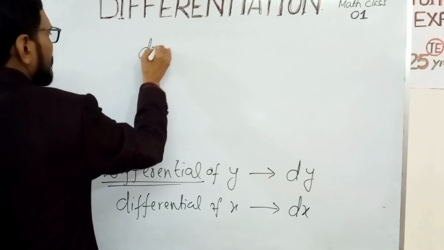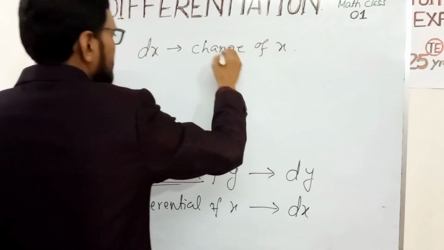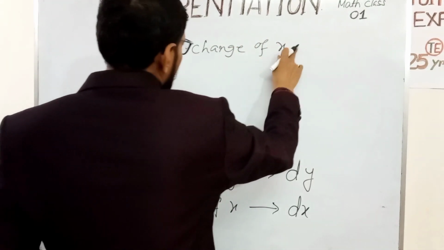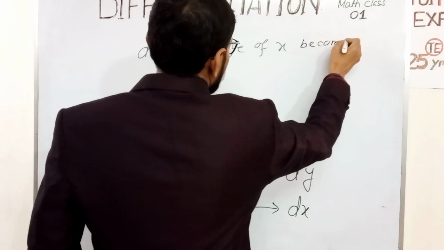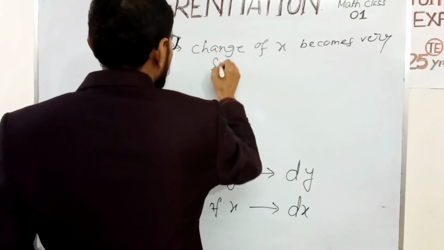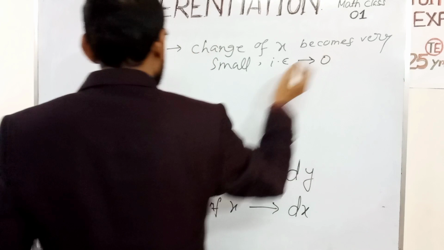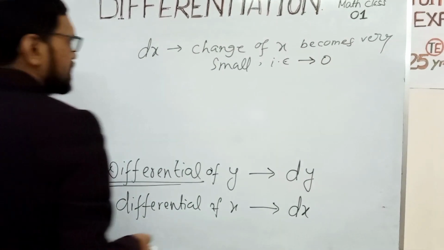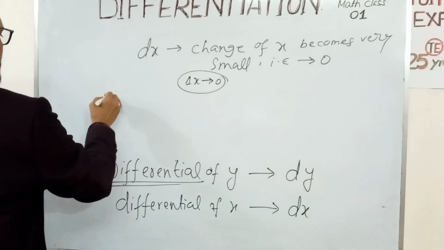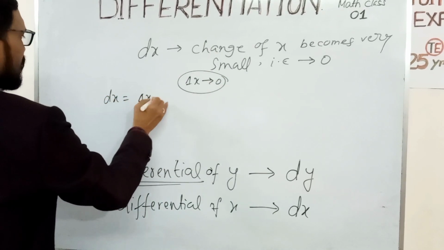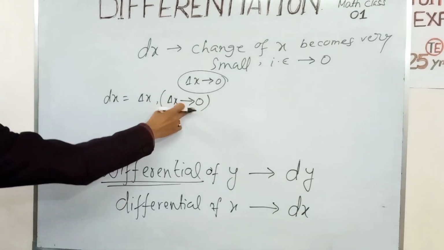Dx means change of x, but this change of x is very small. Change of x becomes very small, that is delta x tends to 0. So dx equals delta x when the condition is that delta x tends to 0. If delta x tends to 0, then delta x is called dx.